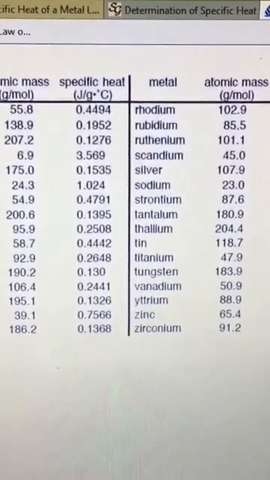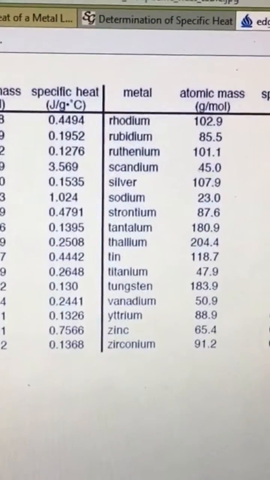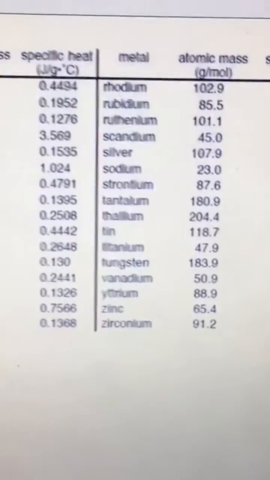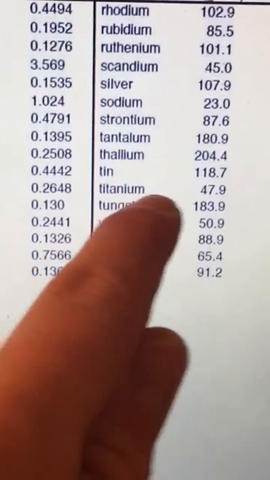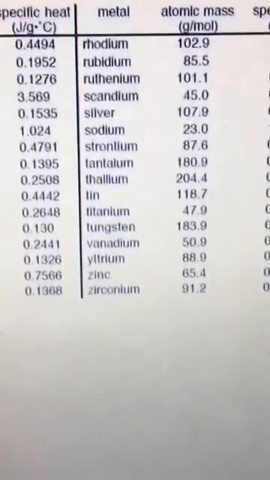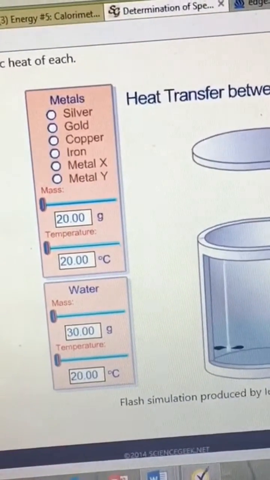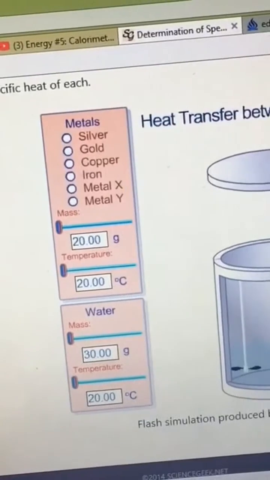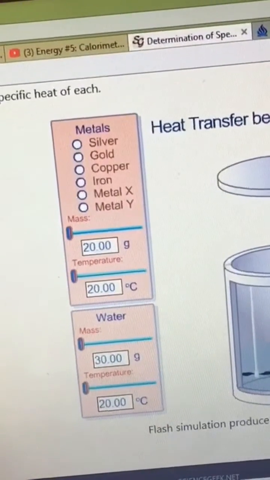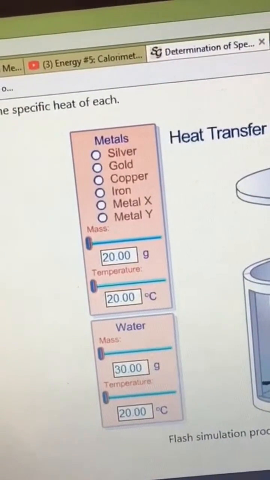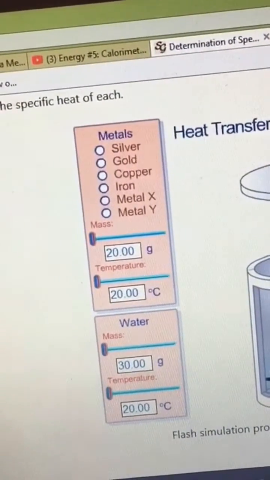Once we gathered our number, we will look at our chart to find the closest number to our answer, which will be titanium, closest to 0.5226. In conclusion, we are able to have a better understanding of how to use a calorimeter and be able to see how heat is transferred from metal and water.